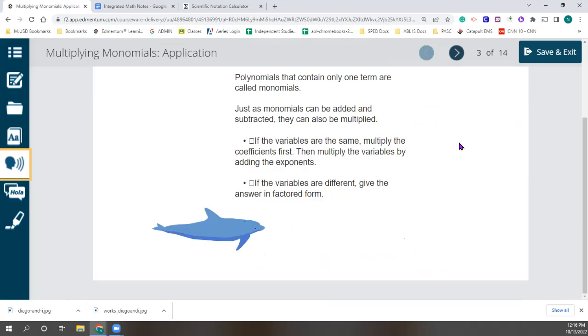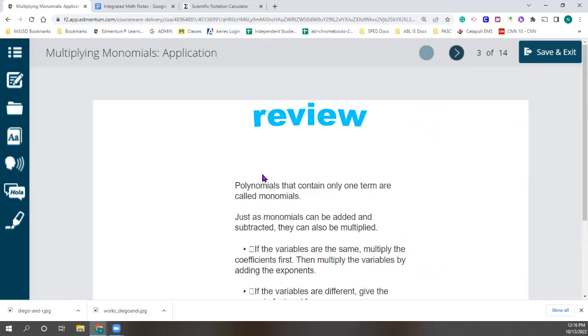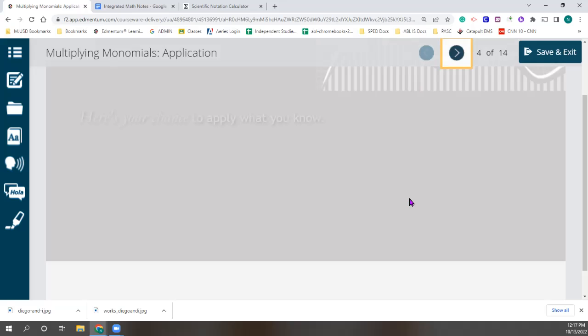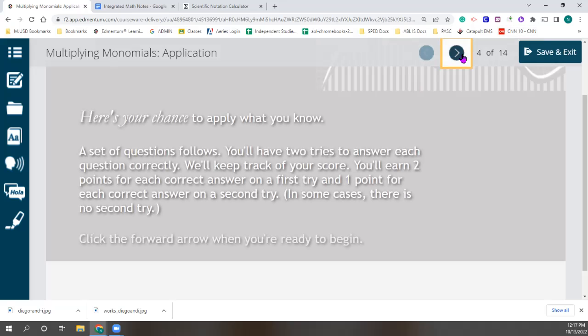Okay. It is not giving me a slide narration. Review. Polynomials that contain only one term are called monomials. Just as monomials can be added and subtracted, they can also be multiplied. If the variables are the same, multiply the coefficients first. Then multiply the variables by adding the exponents. If the variables are different, give the answer in factored form. Here's your chance to apply what we know.